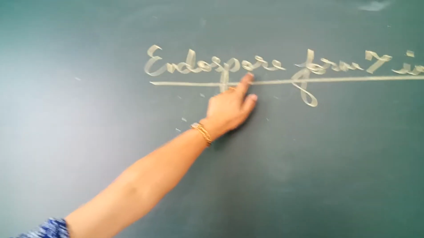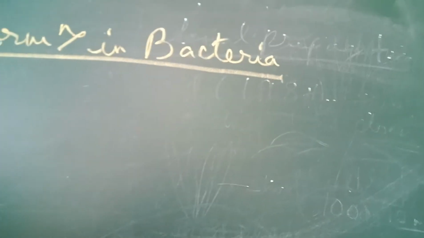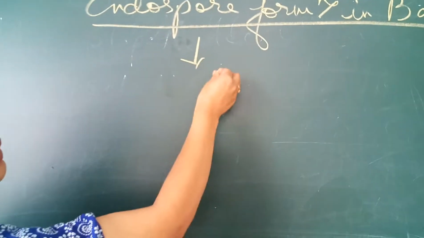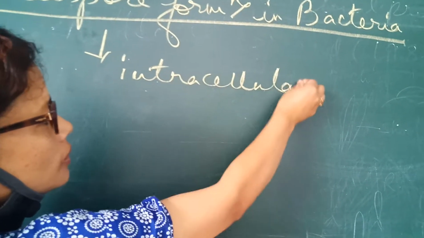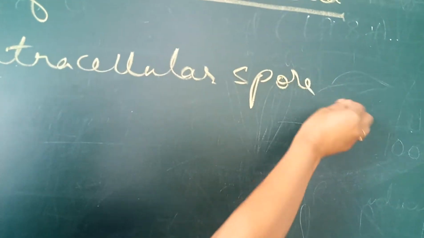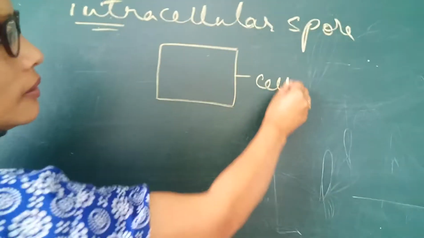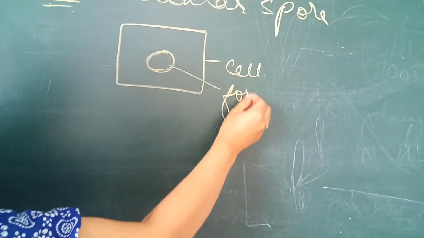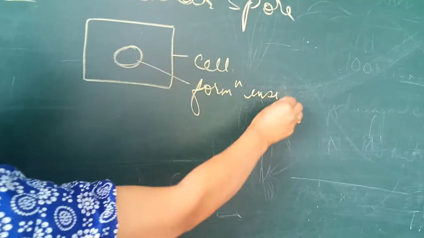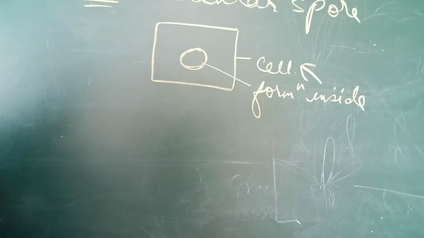Fourth sem, the topic we will discuss today is endospore formation in bacteria. Now, endospores are intracellular spores. What does an intracellular spore mean? If this is a cell, they are formed inside the cell. That's why they are known as endospore.